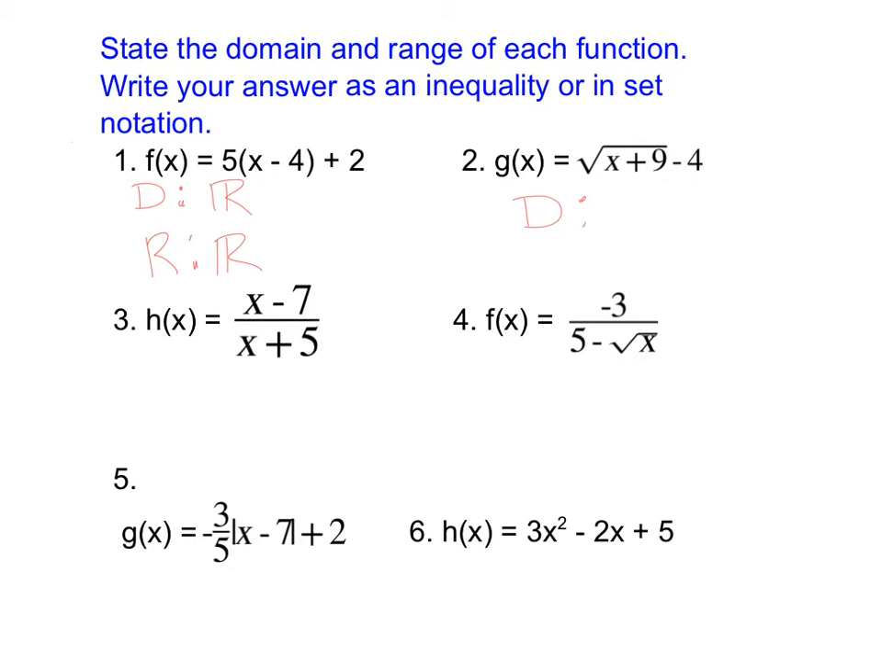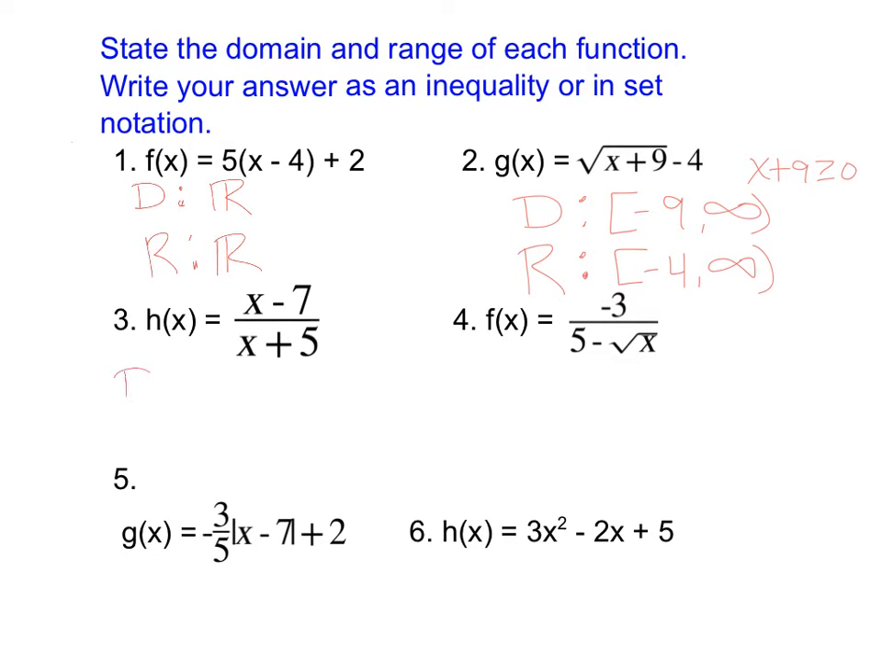The domain for a square root, we can't have a negative, so the inside has to be greater than or equal to 0. So x plus 9 has to be greater than or equal to 0. So negative 9 to infinity. I usually do set notation. You can do an inequality if you want. That's just how I do it. And you can have 0 under a square root, so it's a bracket. And infinity is always a parenthesis because you can't actually equal that. The range, if we plug in negative 9, what do we get? We get 0 minus 4, which is negative 4 to infinity.